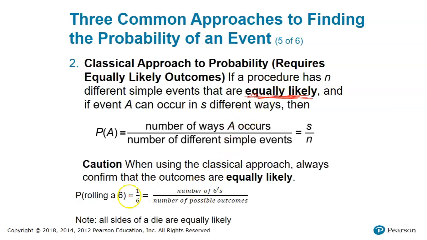So an example here, I have rolling a 6. The probability of that would be 1 out of 6. You're looking at the number of 6s divided by the number of possible outcomes. Because these are equally likely, we're able to do it this way.